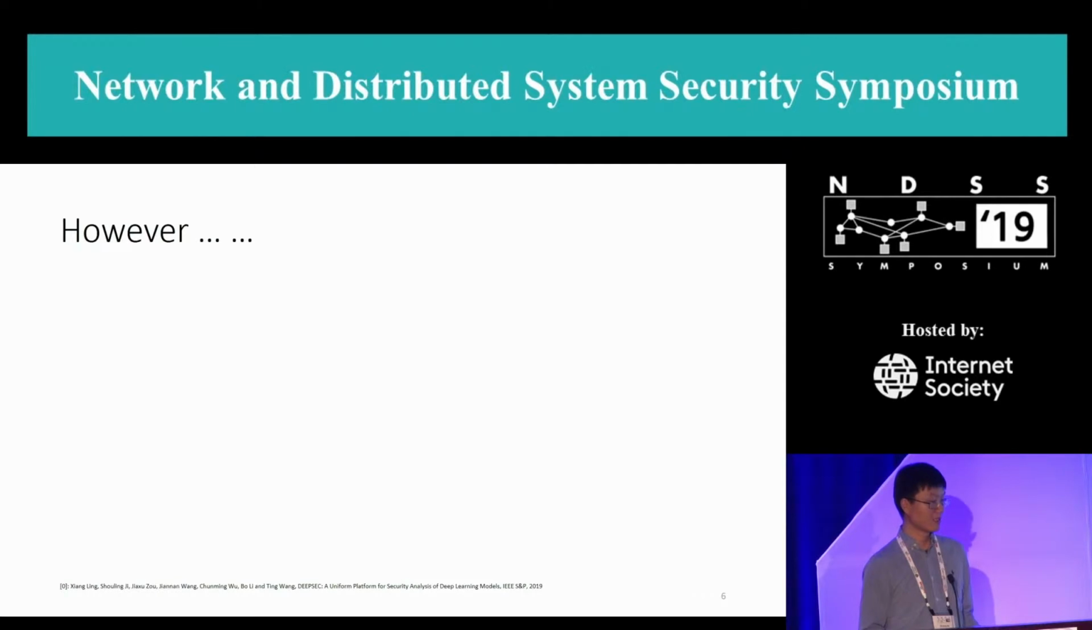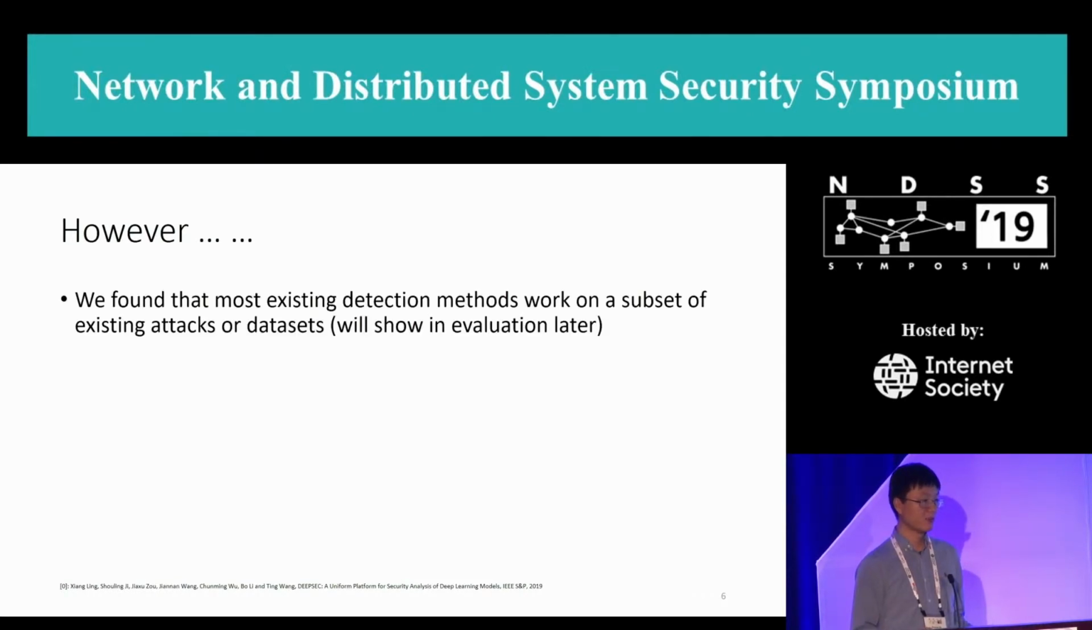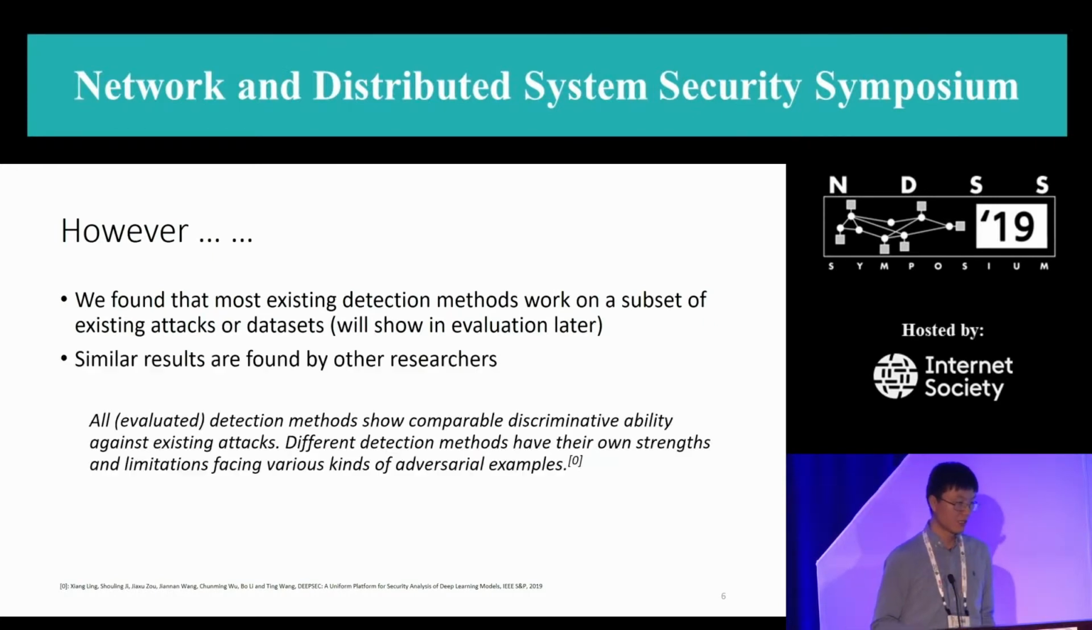However, we did a lot of experiments, and we found that most of the existing detection methods only work on a subset of the existing datasets. We will show some of the evaluation results later. Other researchers also found similar results. I'm quoting a sentence from a paper that will be published in Oakland 2019 this year. It says all the detection methods show comparable discriminative ability against the existing attacks. Different detection methods have their own strengths and limitations facing various kinds of adversarial samples.